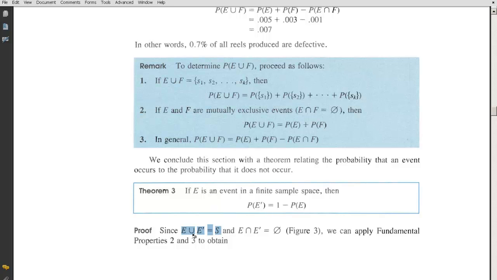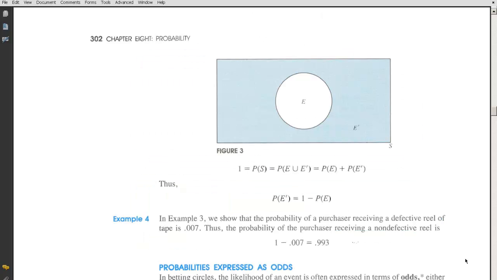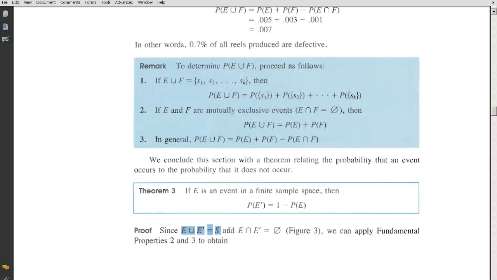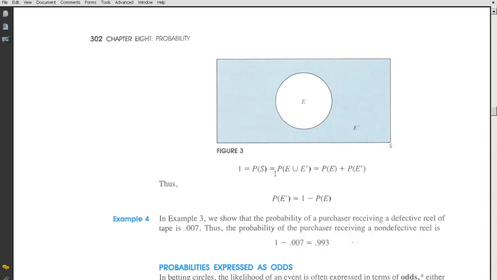Why? Because we can change union to plus as long as these two events are mutually exclusive or disjoint sets. So we get the probability of S, which we know is 1, and that's equal to this. So that's what they write: 1 equals the probability of S equals the probability of this, but we can split this up because they're disjoint. So we get 1 equals this plus that, which we can rewrite as the probability of E prime equals 1 minus the probability of E.